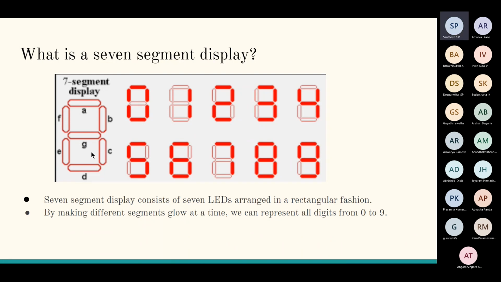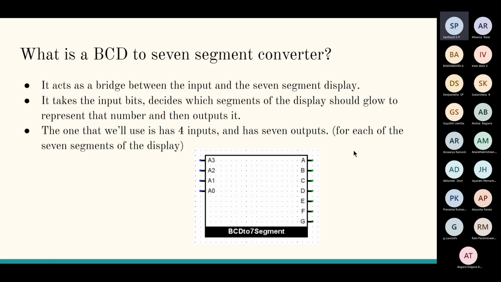Okay. So in order to connect the ripple counter to a 7 segment display, we need a kind of bridge in between, which takes in the binary values and decides which LED segments should be turned on so that we can represent the particular number. This BCD to 7 segment converter is a circuit block which does that. It acts as a bridge between the input and the 7 segment display.